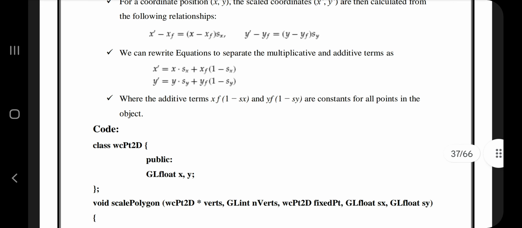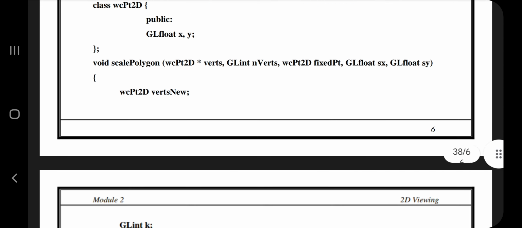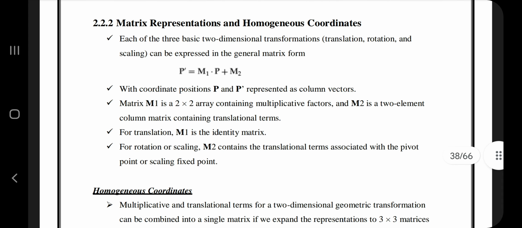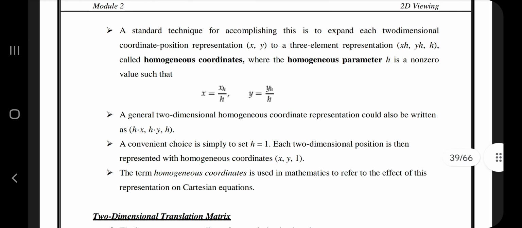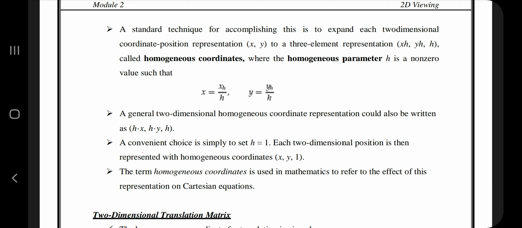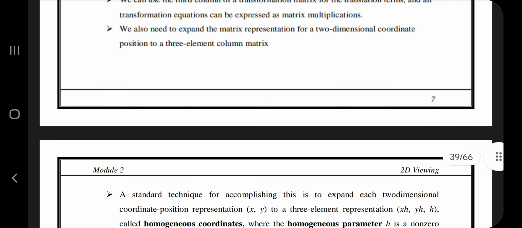This was about the normal basic transformations without homogeneous. Then we have the topic which is homogeneous, mainly for the 3 cross 3 matrix. Why we are using homogeneous matrix, that reason is also given here. A convenient choice is simply to set H as 1. Each two-dimensional position is then represented with the homogeneous coordinates x, y and 1. We are using this because when you perform the composite transformations and the inverse transformations, it will be much simpler if you use homogeneous coordinates. Okay, that's why we are using the homogeneous parameters.